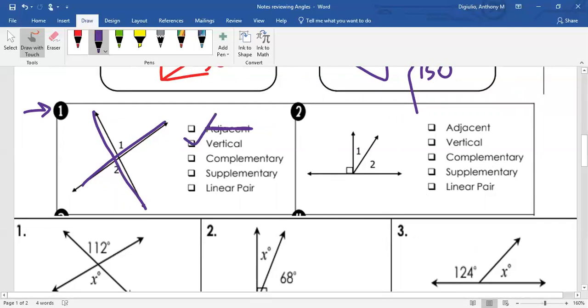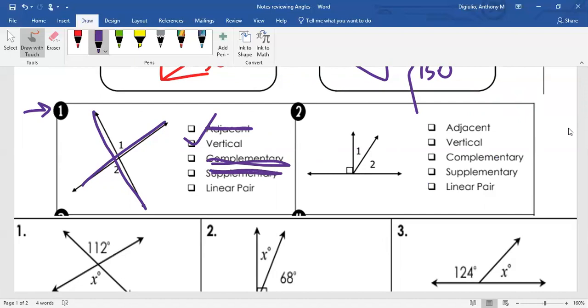Are they complementary? Do they add up to 90? Well, I don't really know. I don't know anything about those angle measurements, so I can't say for sure. So I'm going to cross that out. Do they add up to 180? Well, again, we don't really know for sure. They could, but since we don't know, we can't say that.